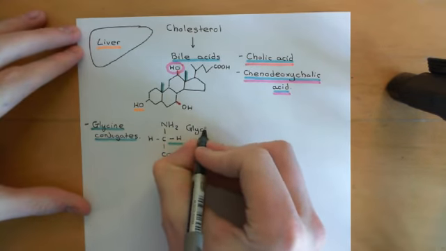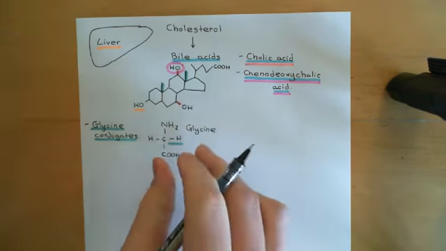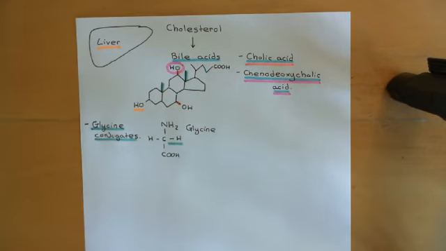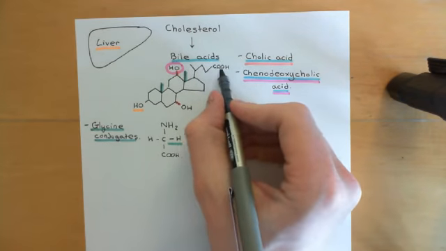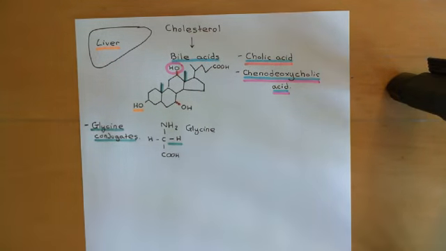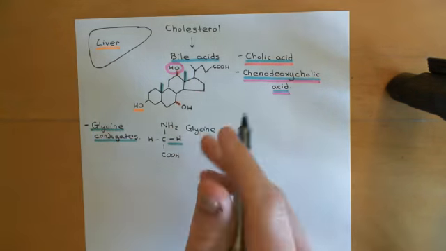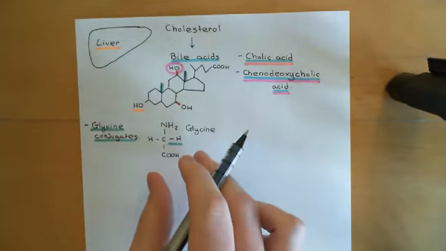And what we now want to do to form glycine conjugates is react this with our cholic acid or our chenodeoxycholic acid. Now, how can we do that? Well, we can react the amino group with the carboxylic acid group of the cholic acid or the chenodeoxycholic acid, to create an amide link between this molecule and this molecule.